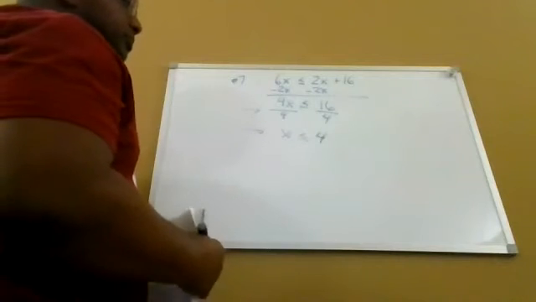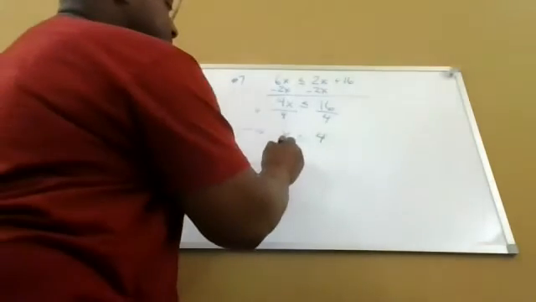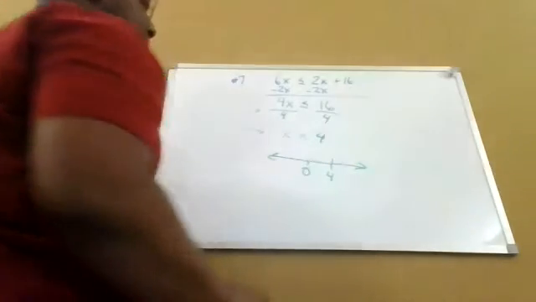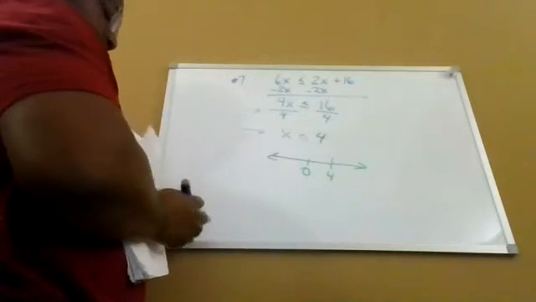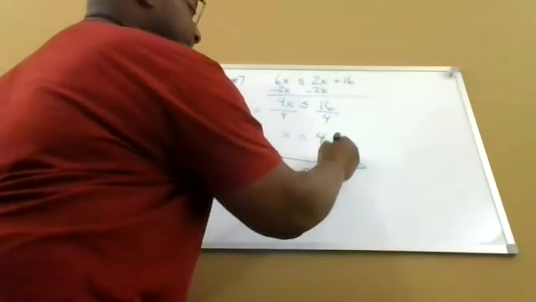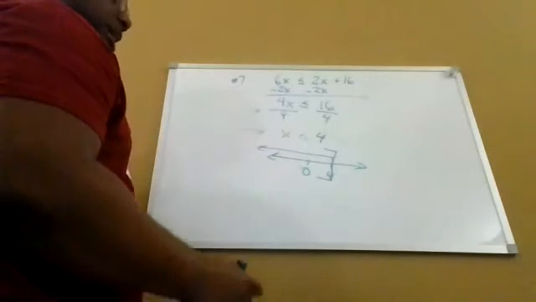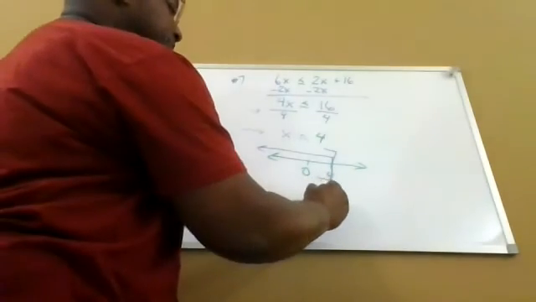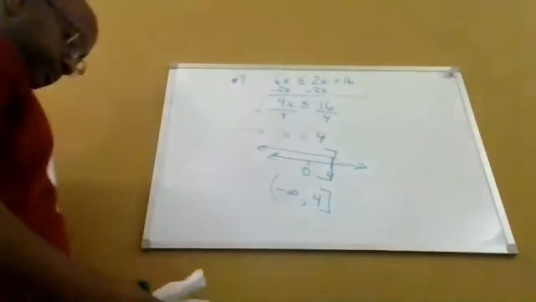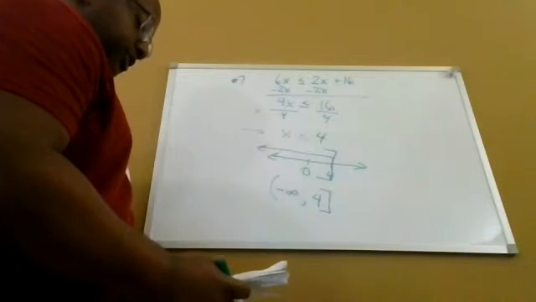4. So now let's graph this on a number line and then write it in interval notation. Since we have less than or equal to, I'm going to have a square bracket at 4 and draw my arrow to the left. And then in interval notation is going to be this. Okay, that's it for number 7. Moving on to number 8.